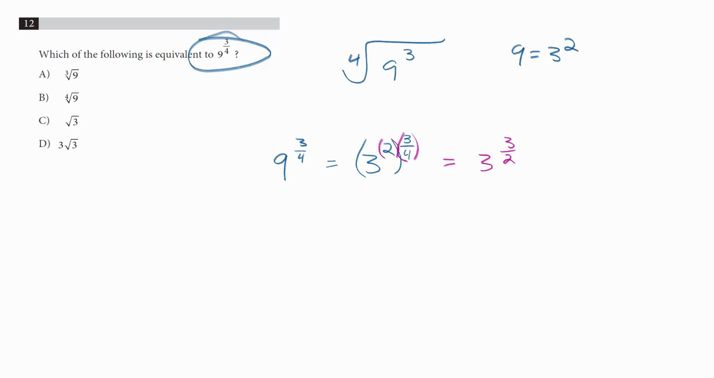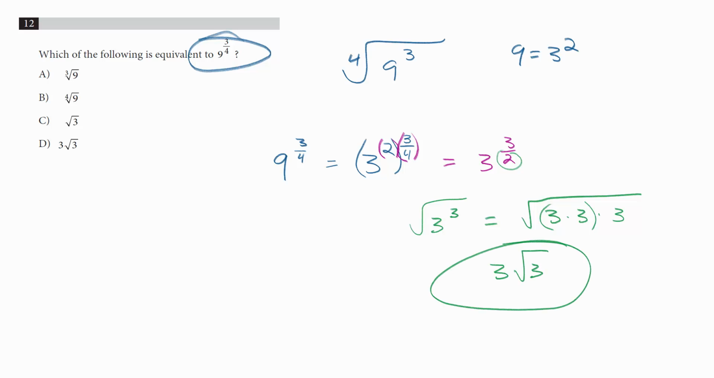Now let's write this as a radical. So we have 3 raised to the 3rd power, and the 1 over 2 part turns into a square root. If we simplify this radical, it's the square root of 3 times 3 times 3. A pair of 3's means 1 comes out of the radical, and we're left with 3 times the square root of 3. And there's our answer, option D.